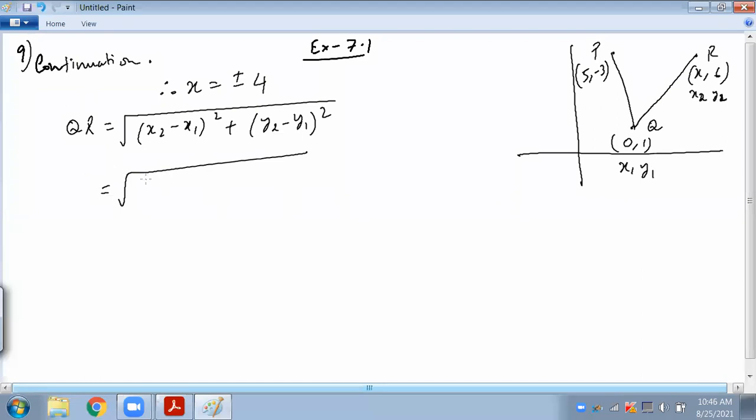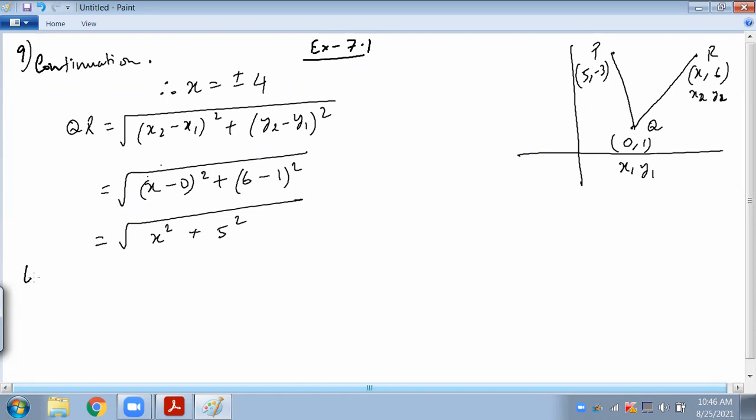Now put the values. x2 is x, minus x1 is 0, square, plus y2 is 6, minus y1 is 1 square. Okay, we can solve it. So what are we getting? x square plus 6 minus 1 is 5 square. Now we already got x, so we can put the value of x.